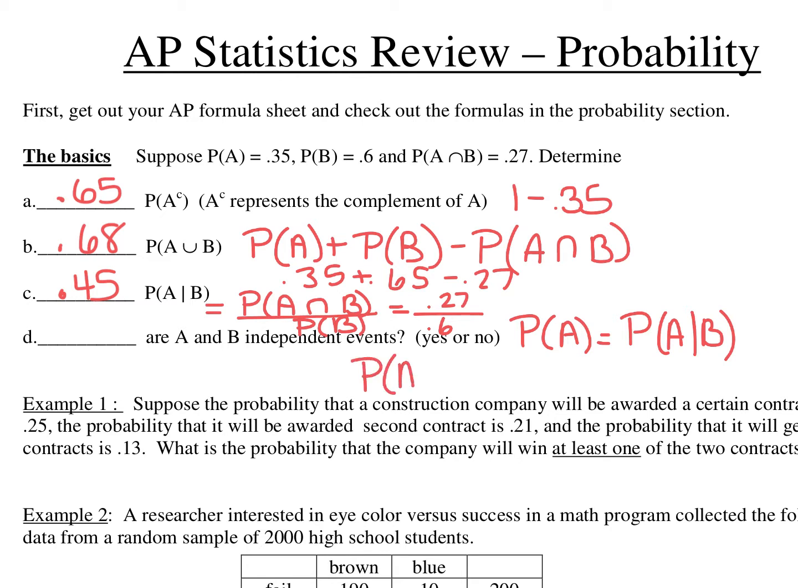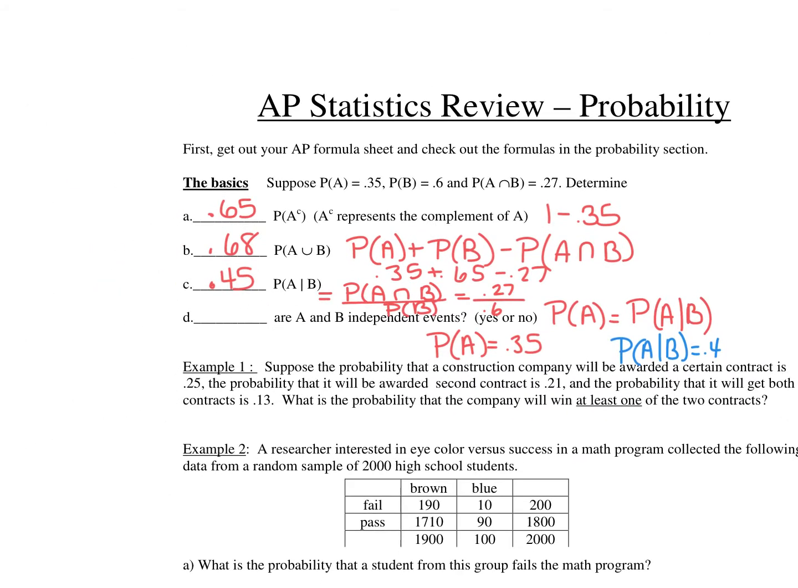Well, the probability of A is equal to 0.35. We just computed the probability of A given B right here in part C. We use this formula. It's equal to 0.45. So the probability of A given B is 0.45. Since these are not equal, sorry, let me zoom out here.